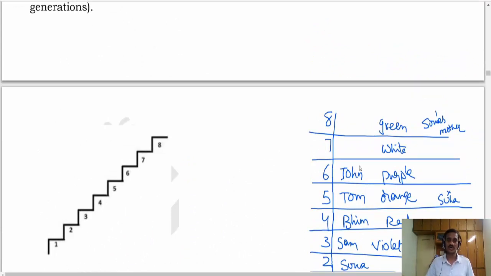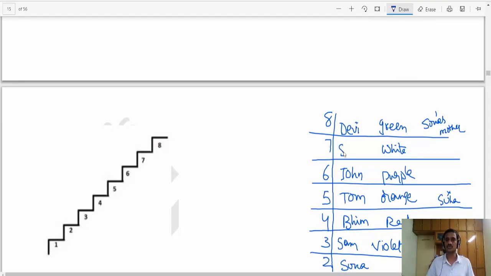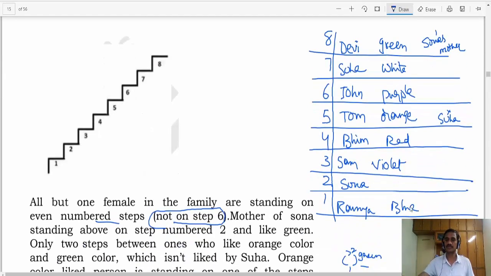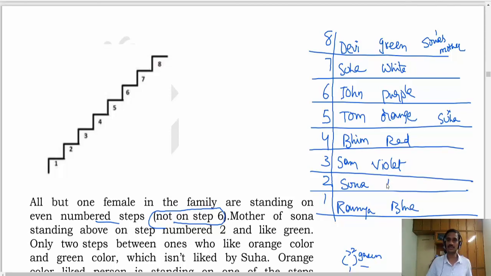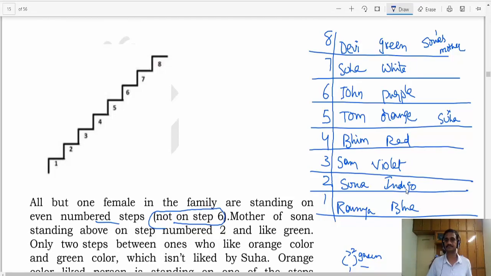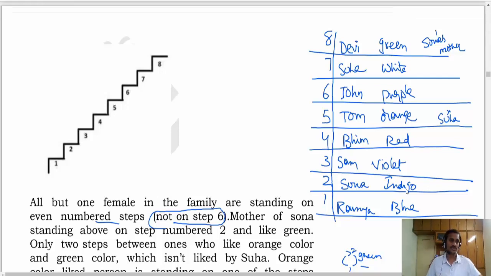ఇంకా మిగిలిపోయింది ఇద్దరు, Suha and Devi, isn't it? Now Sona's mother. Now who is Sona's mother? Devi is Sona's mother. And this person is what? This person is Suha. Clear now? Then what is the color left over here? Indigo. Indigo is the color left over. Now this is about question numbers 153 to 157.